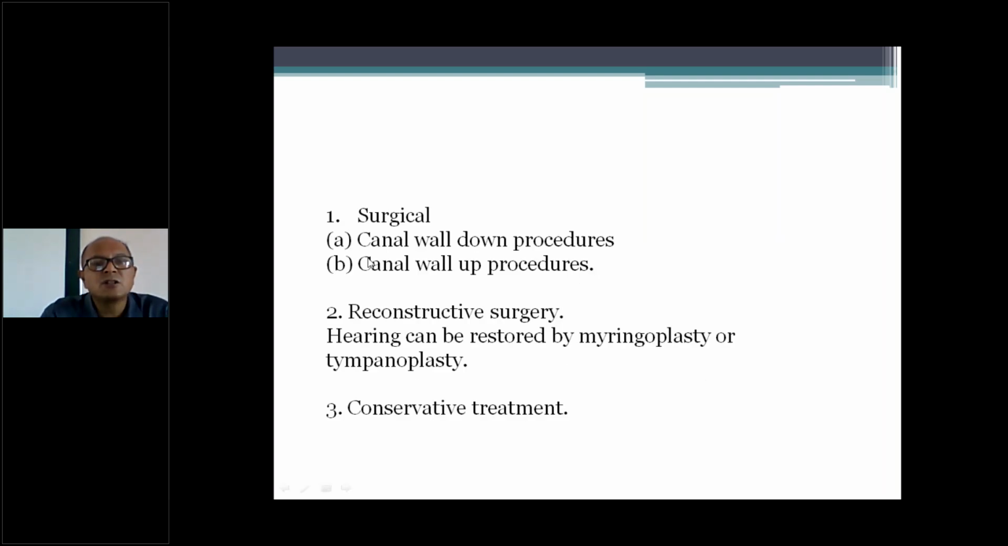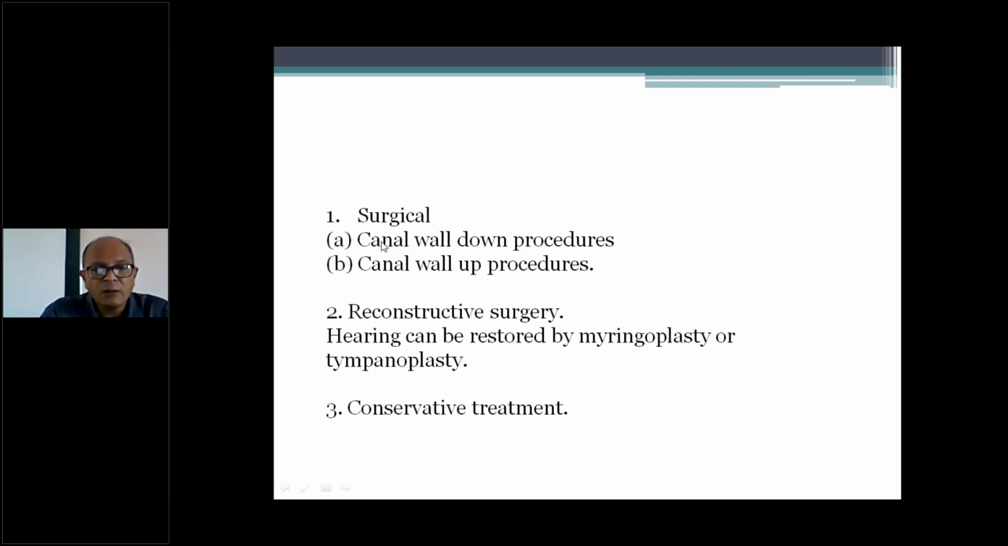So surgical procedure boils down into two things: canal wall down, canal wall up. So canal wall means what? The only thing is the posterior bony meatal wall. So where the posterior bony meatal wall is not touched upon, it is known as a canal wall up procedure. And where you bring it down or drill it out, it is known as a canal wall down procedure. And next is reconstructive surgery. Hearing can be restored by myringoplasty or tympanoplasty, or I will add even ossiculoplasty. And third is conservative treatment.